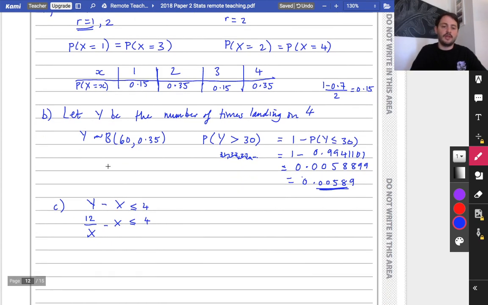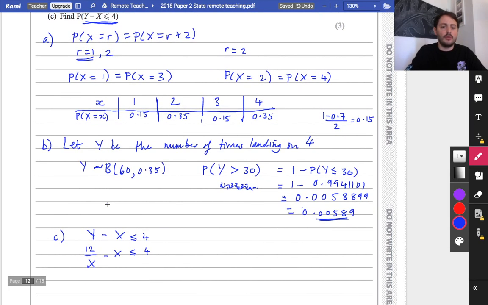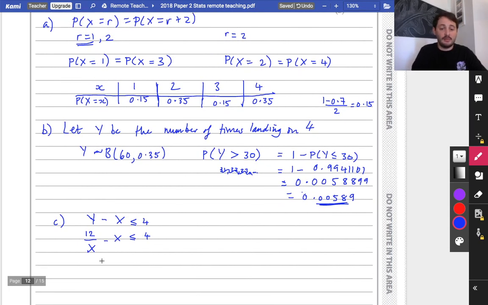So I've got an inequality here. I'm going to multiply everything by, does it say y minus x? Yeah, y minus x. I'm going to multiply everything here by x to get rid of this. So when I multiply this by x, I get 12. When I multiply this by x, I get x squared. And when I multiply this by x, I get 4x. Okay, well, I'm not sure where this is going to go, but I'm just going to solve this like it was a quadratic inequality. So I'll put the x squared on this side, I've got the 4x on this side, and then I've got minus 12.